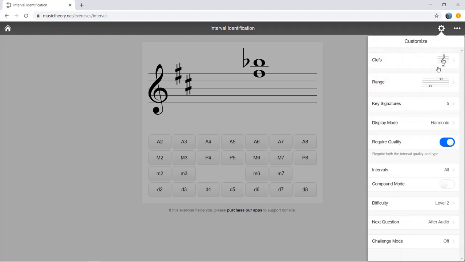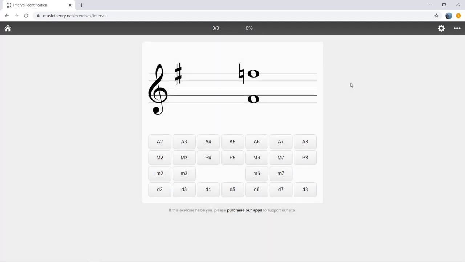Clefs, that's fine. Any of the clefs. Key signatures are fine. So all of that's good. All right, so the first thing that I'm going to do is I'm going to go 1, 2, 3, 4, 5, 6, 7, 8. So I know this is some sort of eighth. So it's either going to be an augmented eighth, a perfect eighth, or a diminished eighth.